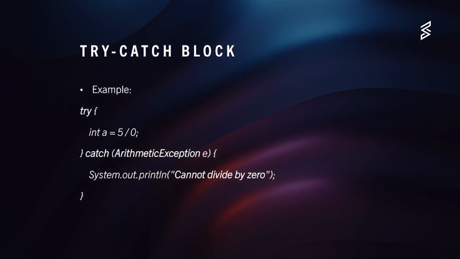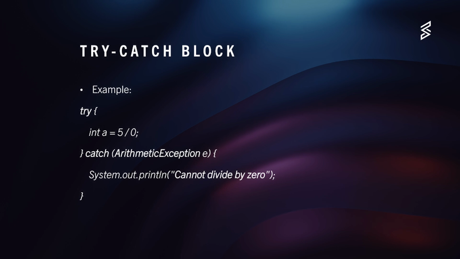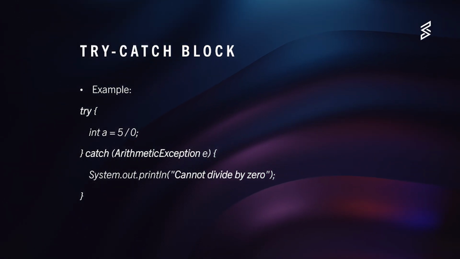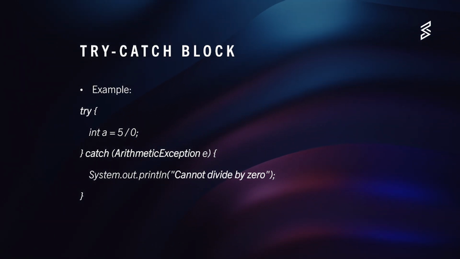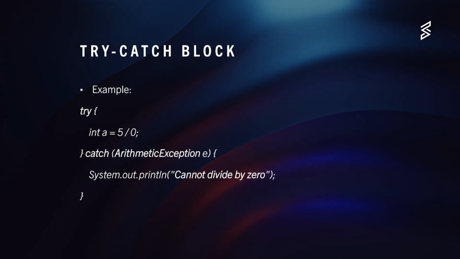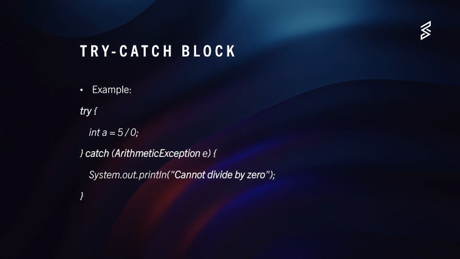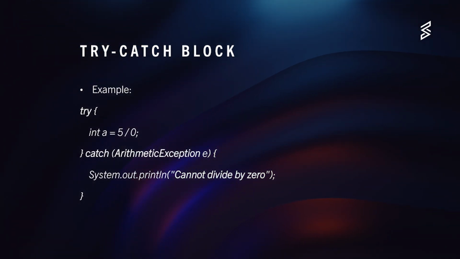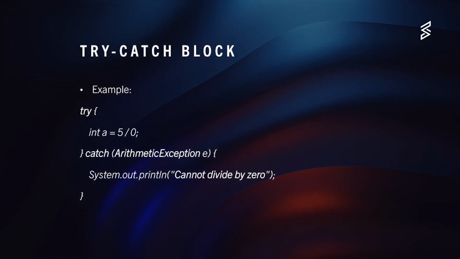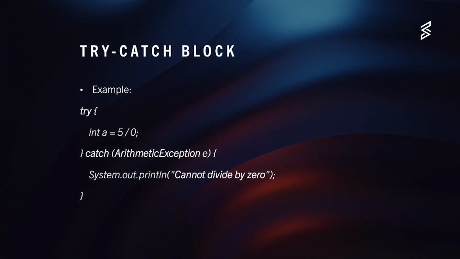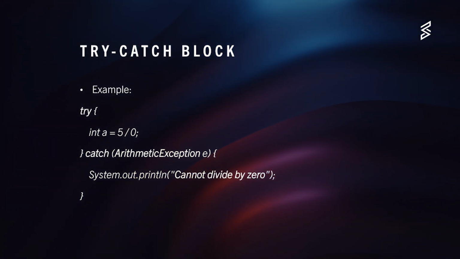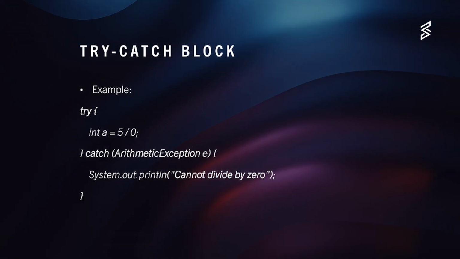Try-catch block. The try-catch block lets us wrap code that might throw exceptions. If an exception occurs, control is transferred to the catch block. For example, dividing by zero throws an ArithmeticException. We catch that and print an error message instead of crashing the program.